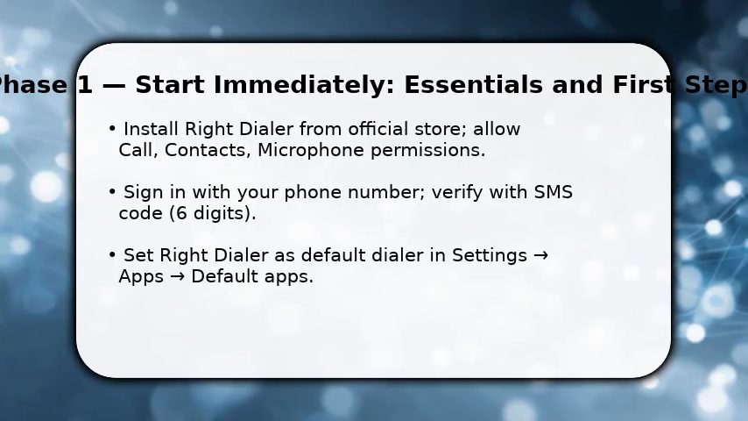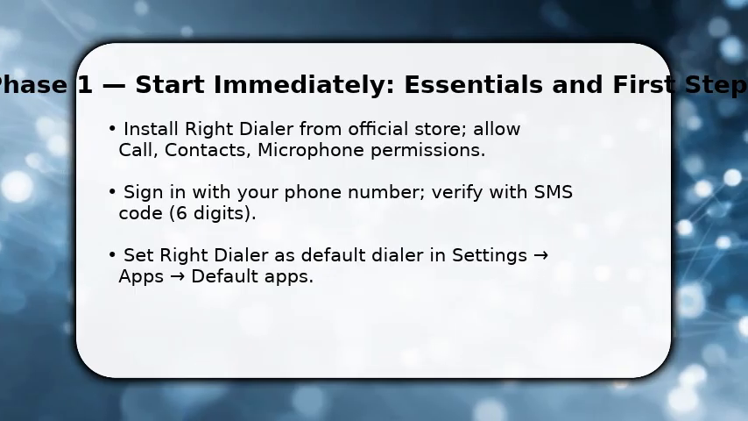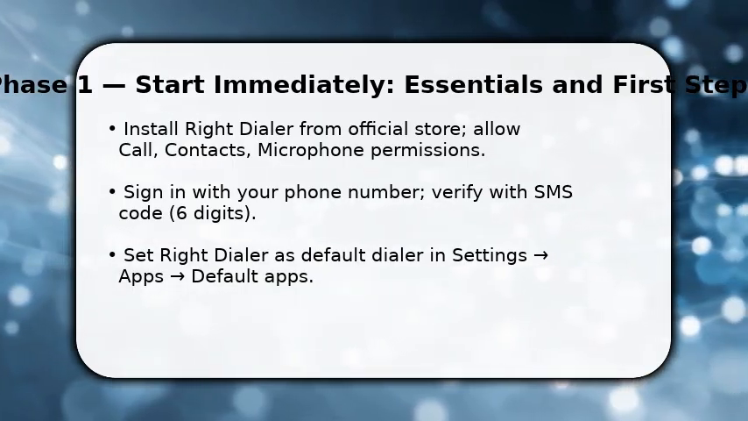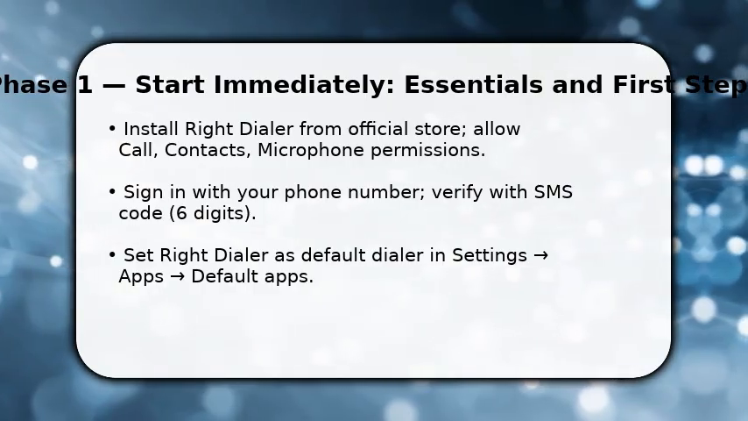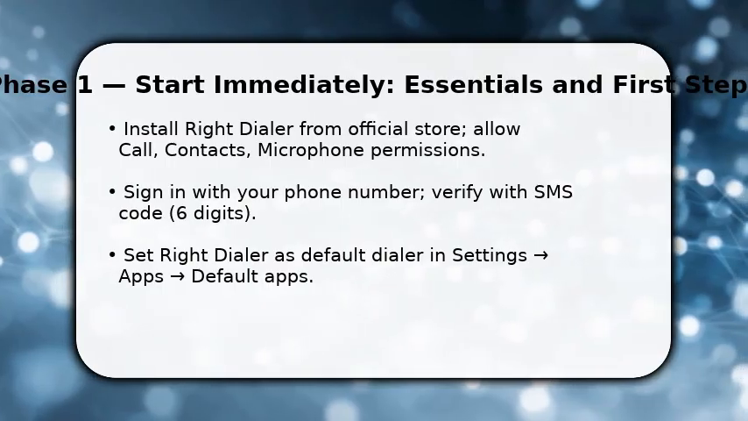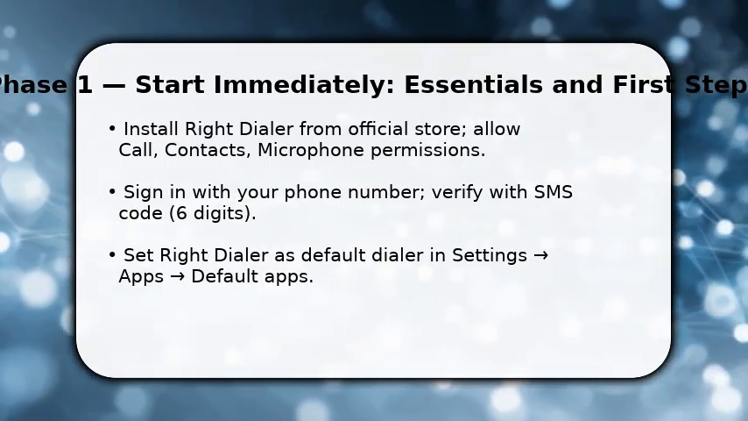You start by confirming essentials, permissions and default app status. Open Right Dialer, grant call, contacts, microphone access so features work. Next, sign in with your phone number and enter the 6-digit SMS code. This links your account to the device.